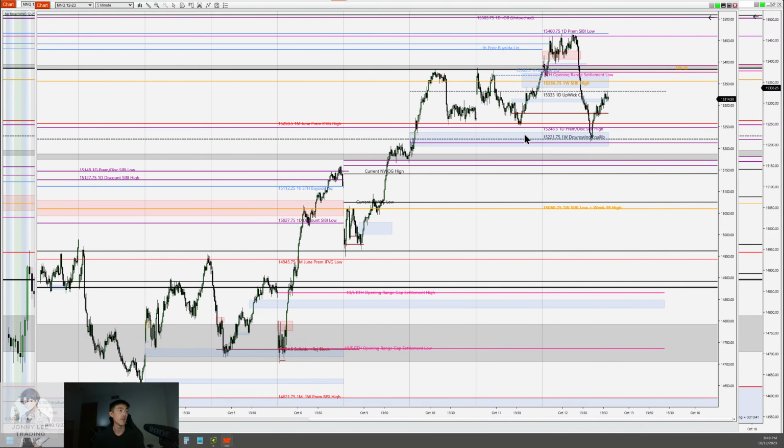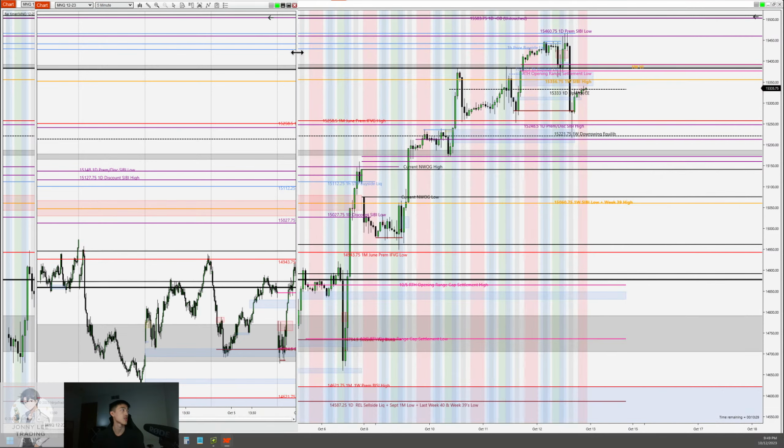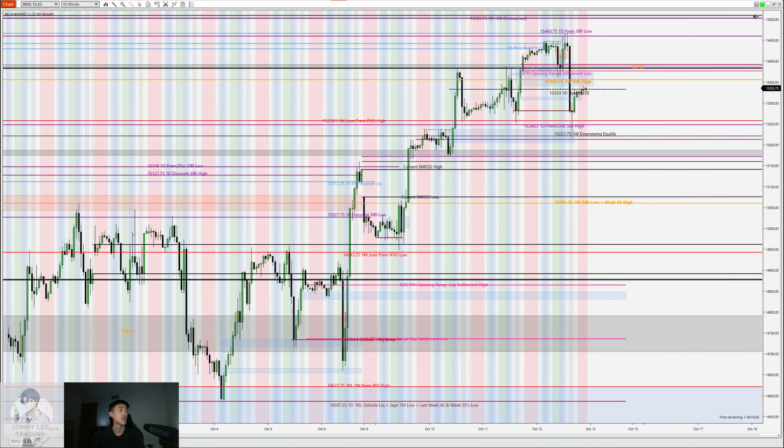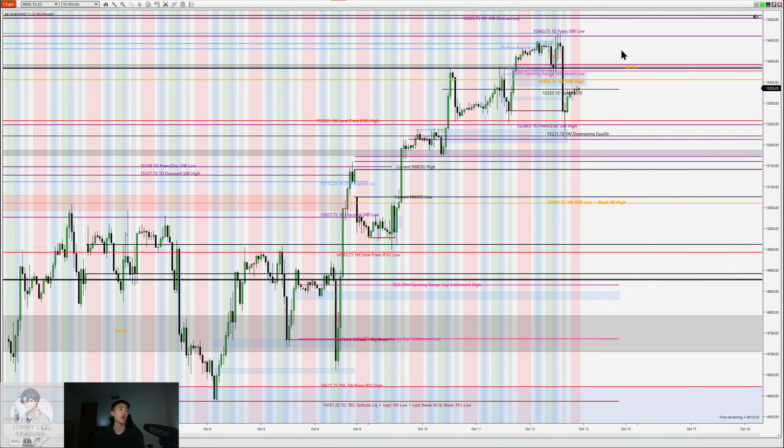Considering that we now have a shifted market structure here, I do think that we can retrace a little bit, maybe hit this point here on the, let me go back to electronic trading hours. So that low there, 15,361.50, I would like for us to see price trade back up into there and then head downwards.